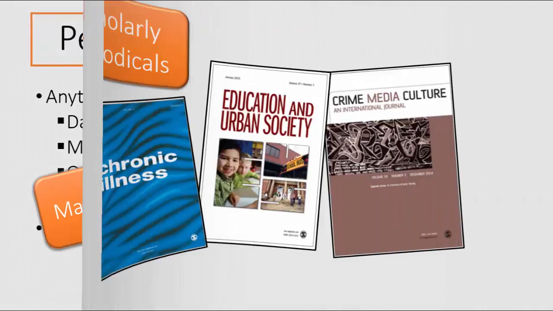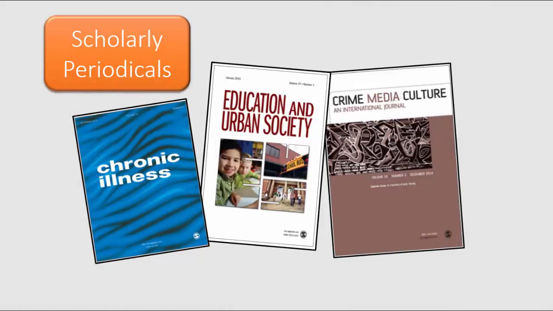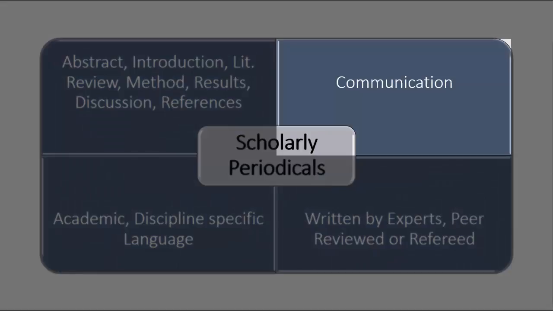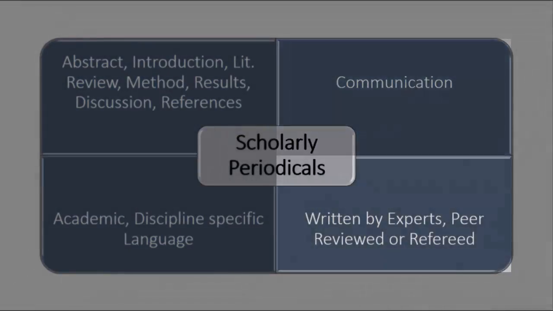Let's start with scholarly periodicals. Scholarly periodicals, sometimes called academic journals, are how researchers communicate their latest findings and discoveries. They are written by experts in their field and go through a rigorous peer review or referee process.